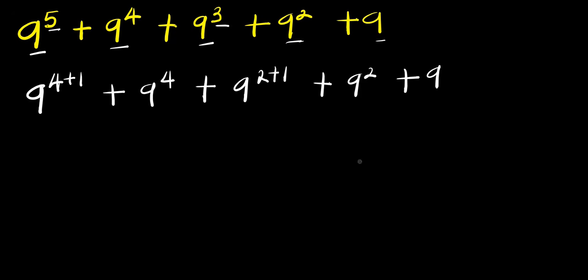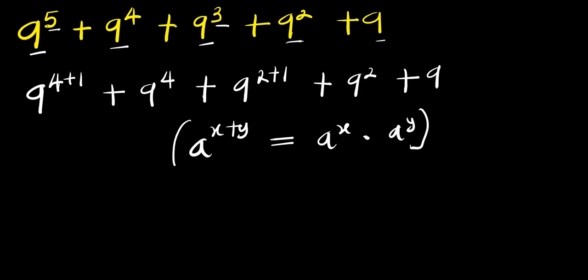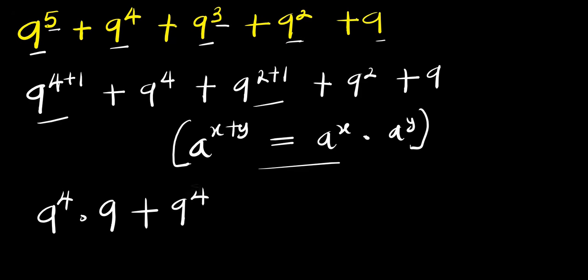Now, if you have a power x plus y, it equals a power x times a power y. Applying this right here and here, I have 9 power 4 times 9 plus 9 power 4 plus 9 power 2 times 9 plus 9 power 2 plus 9.